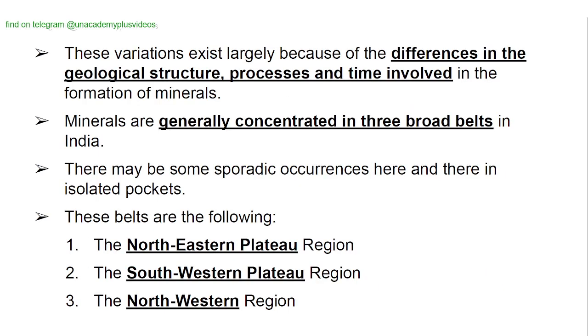These variations exist largely because of the differences in the geological structure, processes, and time involved in the formation of minerals. Minerals are generally concentrated in three broad belts in India. There may be some sporadic occurrences here and there in isolated pockets. These belts are the following: the northeastern plateau region, the southwestern plateau region, and the northwestern region.